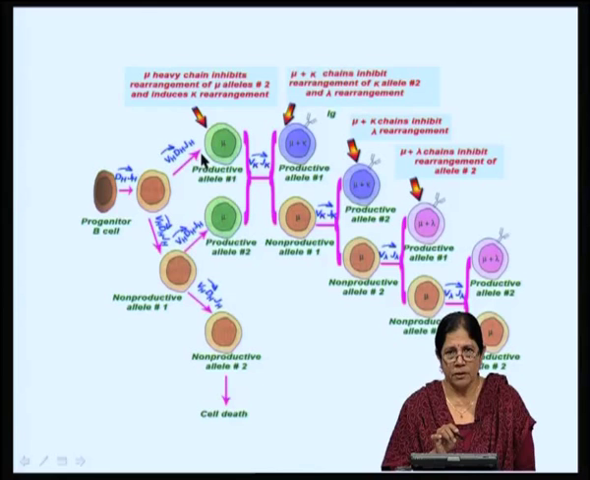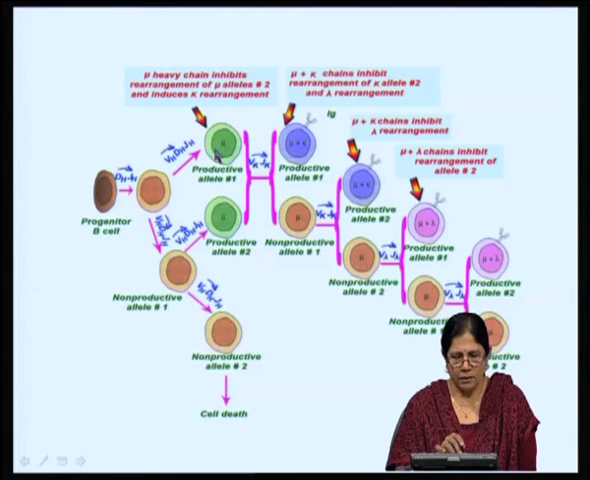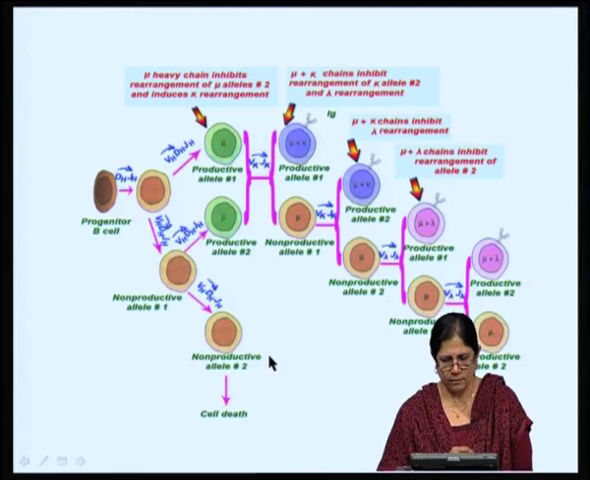Now, it is believed that the signal joints that are formed when VDJ recombination is taking place inhibit allele 2 in this particular cell from undergoing recombination. In case this recombination fails, only then the second allele starts the recombination process.